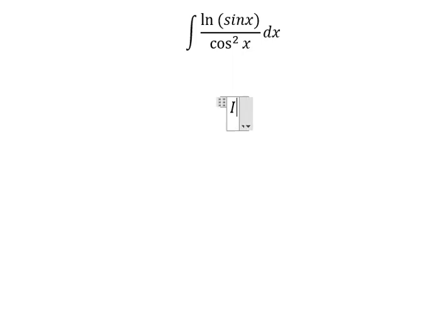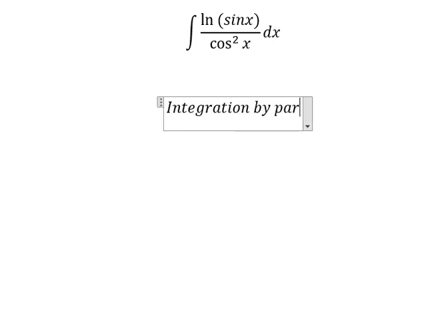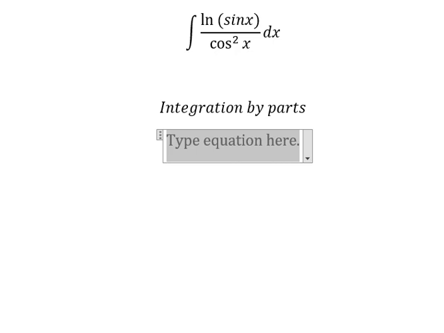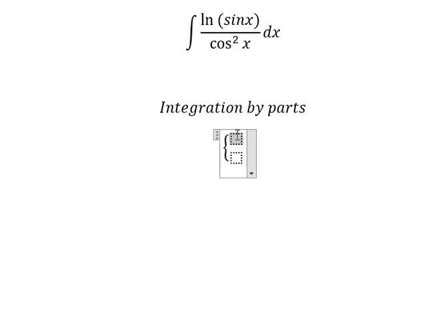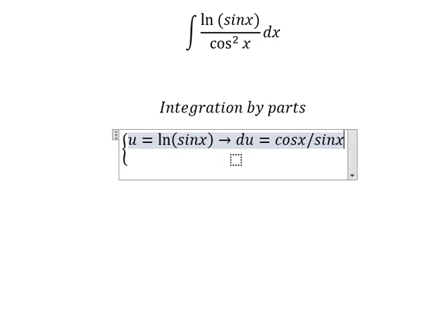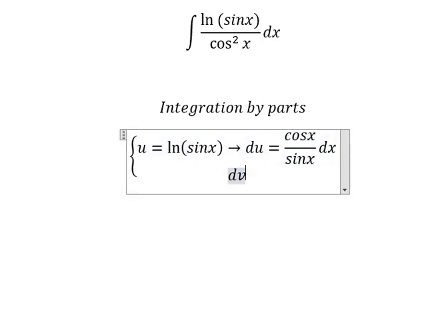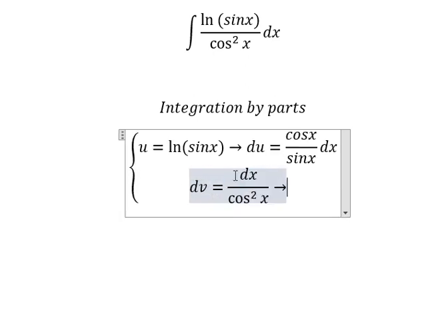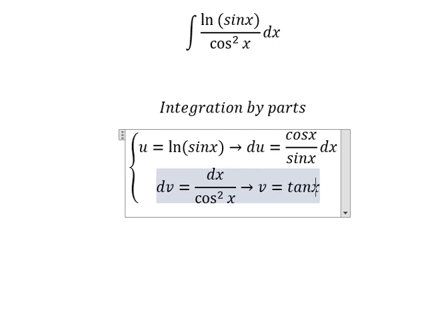We need to use integration by parts. So I will put u equals ln of sin x. So we need to take the first derivative of both sides, and we have du equals cos x over sin x dx. dv is sec squared x dx, that is, 1 over cosine squared x. So the integration of this one, we have v equal to tan x.